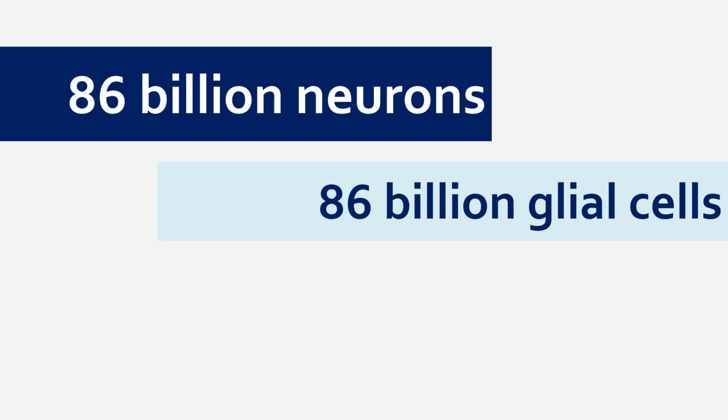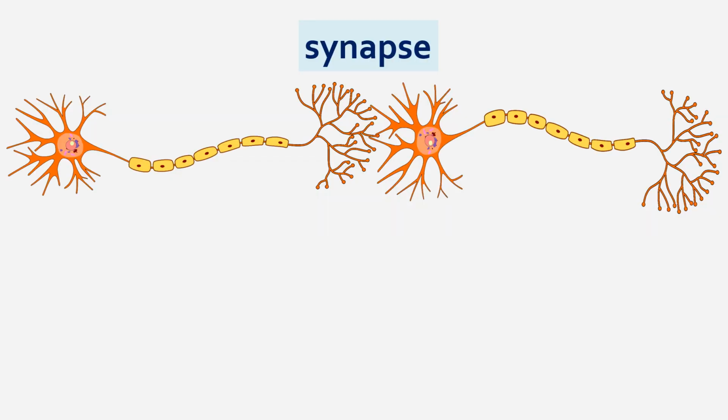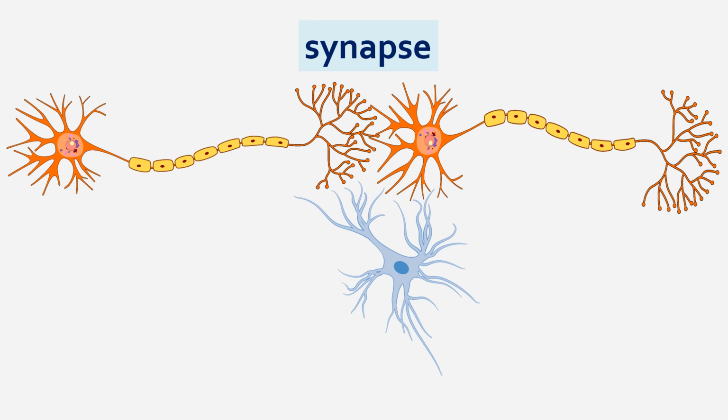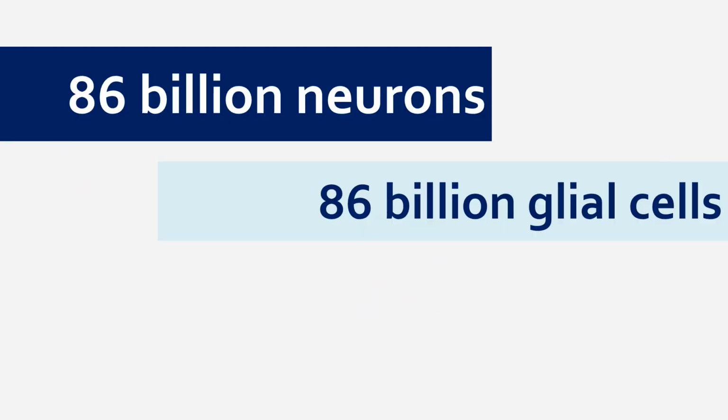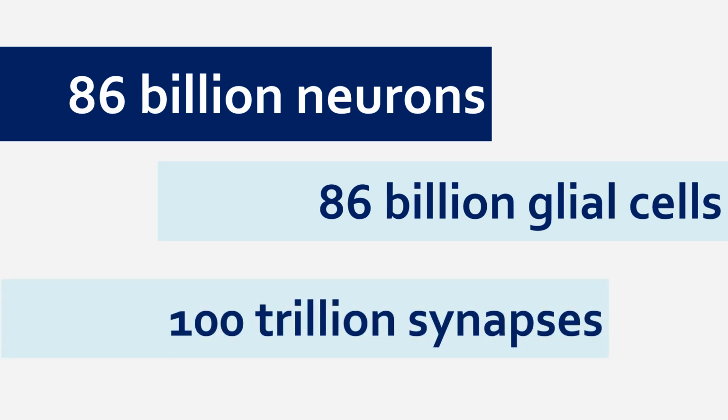Now we have a lot of cells within the nervous system. Another functional subunit in which we think of the nervous system is the synapse. This is the connection between one or more neurons. Glial cells also play an important role at synapses. We have 86 billion neurons, 86 billion glial cells, but we have 100 trillion synapses. Obviously, this is a very rough estimate, but it's a very, very large number.